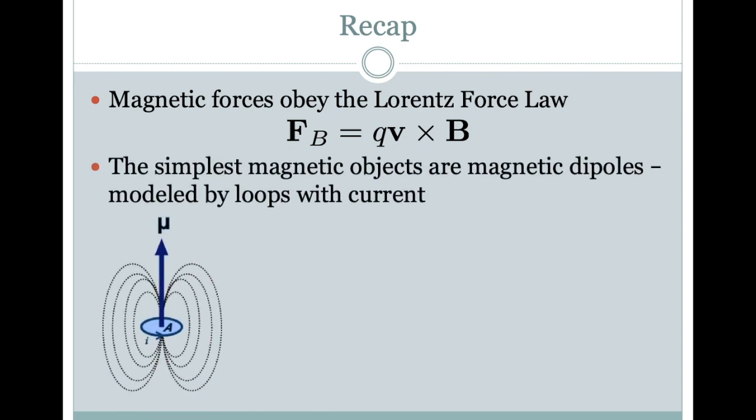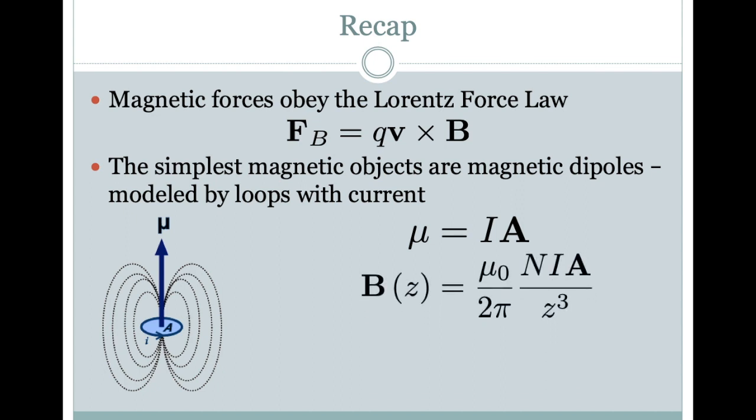We then discussed the simplest magnetic objects, which are magnetic dipoles, modeled by loops with a current. As you can see in the diagram here, you have a loop with a current running through it. It has an area A, and the vector describing the magnetic dipole moment is mu. Mu is equal to the current times the area, and you can figure out the direction of mu from the right-hand rule.